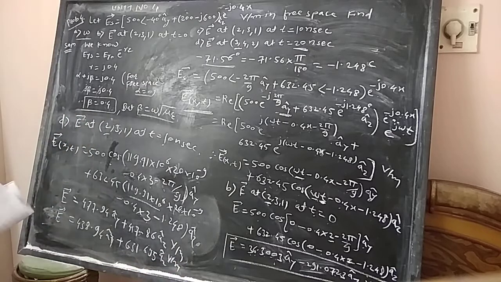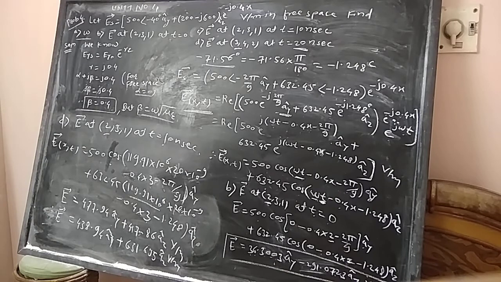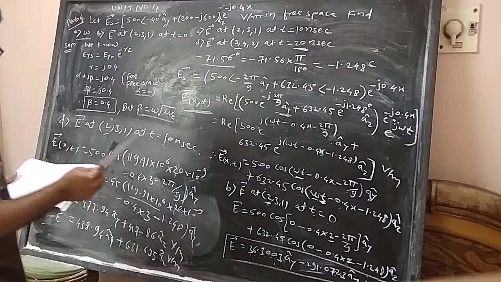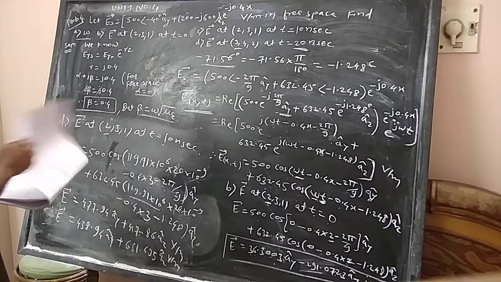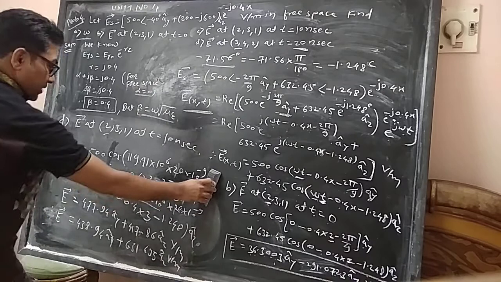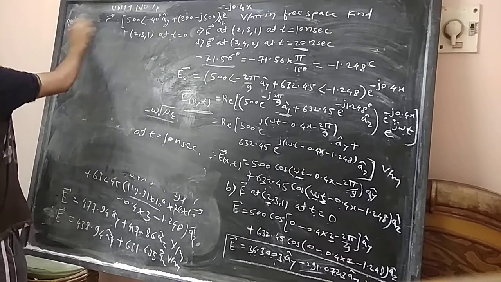So this way we can solve this problem. Now I have covered all the problems here. Now I am moving to the last two parts of this unit: one is the Poynting vector theorem and flow of power, and the next is the depth of penetration and skin effect. I am taking the first part, that is depth of penetration and the skin effect.